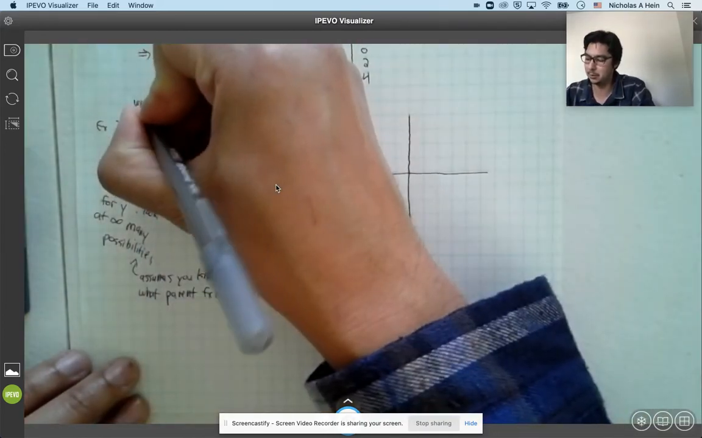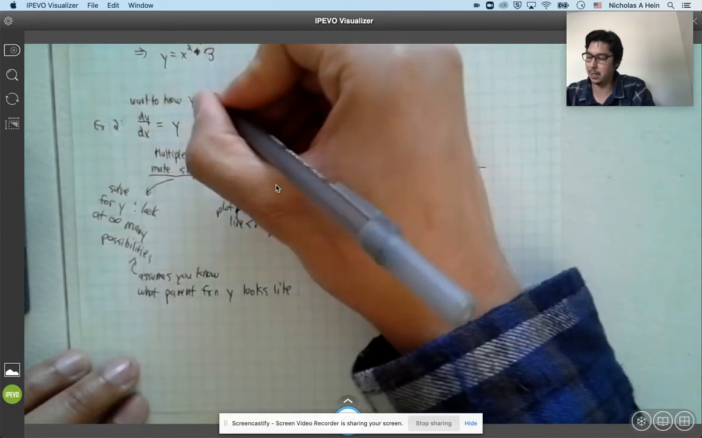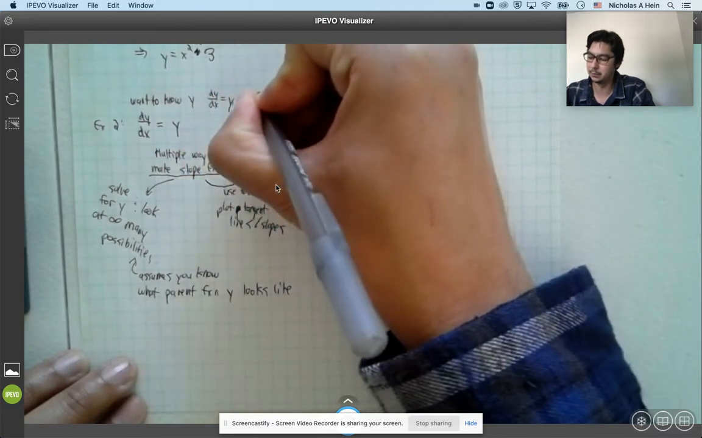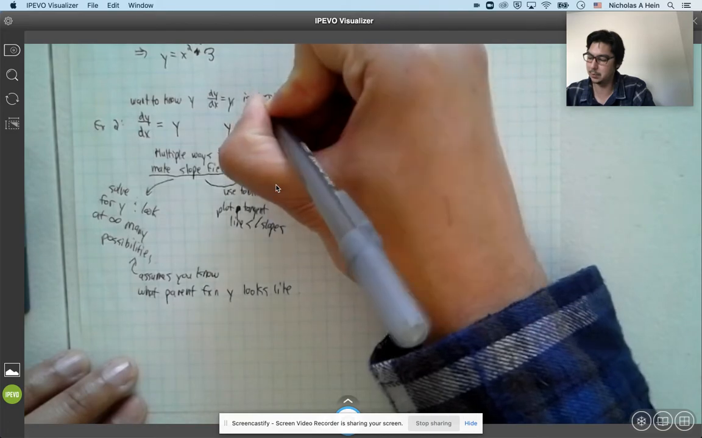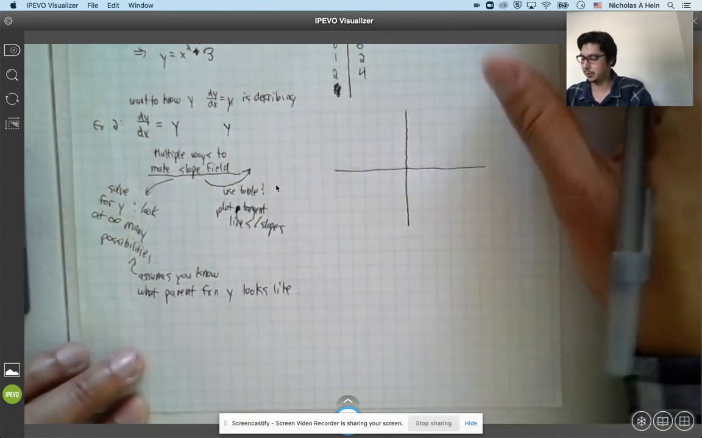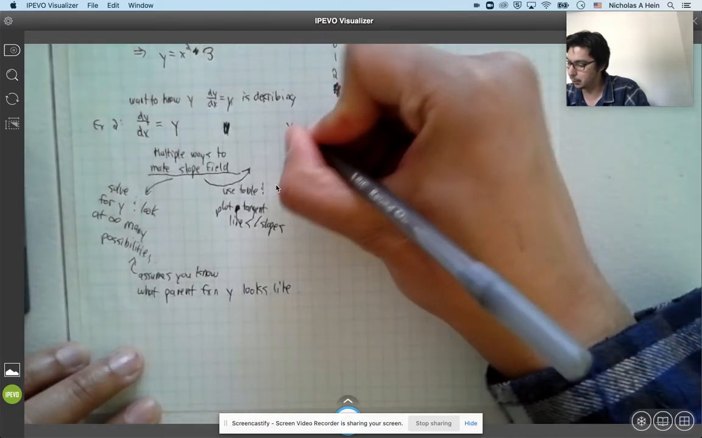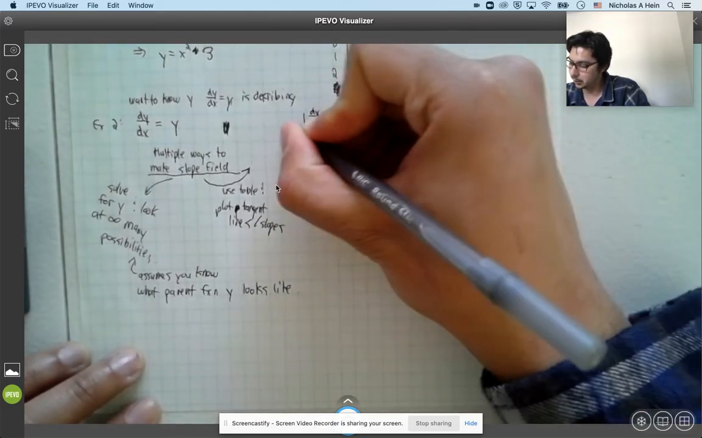All right, so let's say dy dx equals y, and we want to know what function y dy dx equals y is describing. All right, so let's make a table. Let's do a table of y and dy dx. Let's look at some values here.